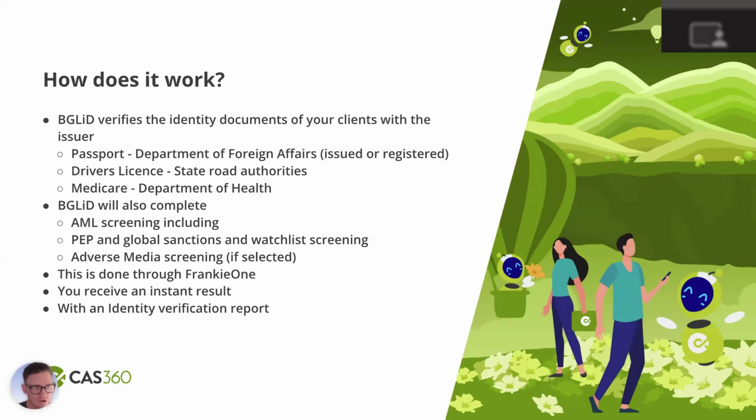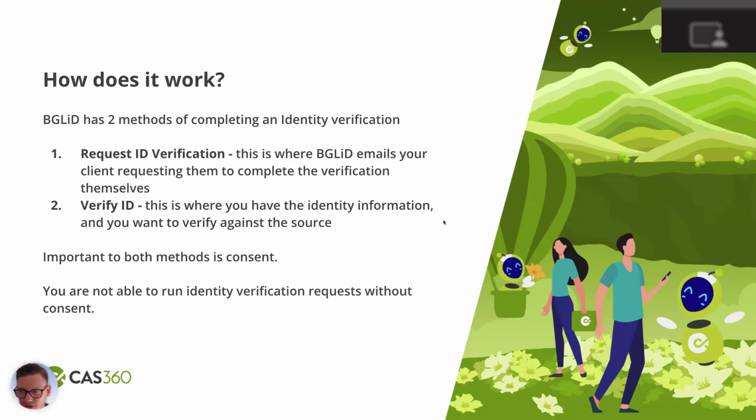So was the ID verified? Did it pass or fail? And were there any AML hits? For example, you'll be able to see all of that in an instant result, and it comes through on the BGLiD ID verification report. If there are any questions, please feel free to put them into the chat. I'm happy to answer any questions as they come through.